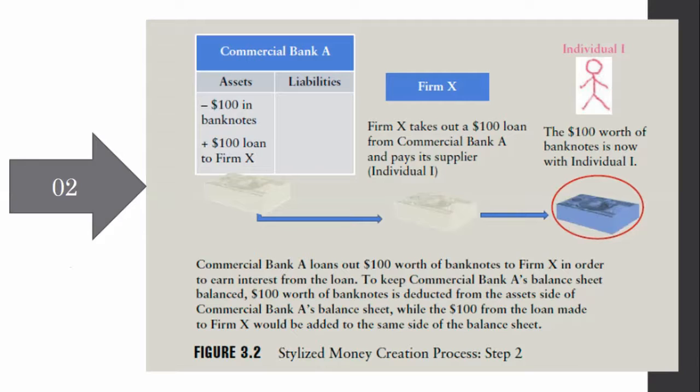Now this money, $100, is with the firm X, right? Now let's say this firm X will use this money to pay its supplier, who is the individual one. So let's suppose this particular person one receives this $100 as a payment from the firm X. So the firm X utilizes the money for their transactions, and now ultimately the money is with the individual one, right? So that is the step 2.